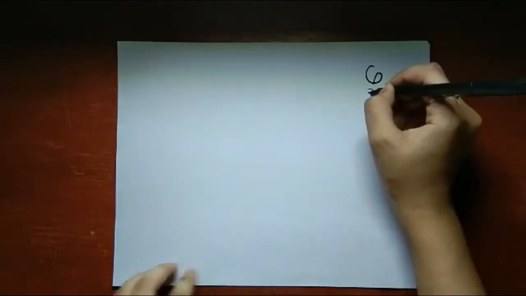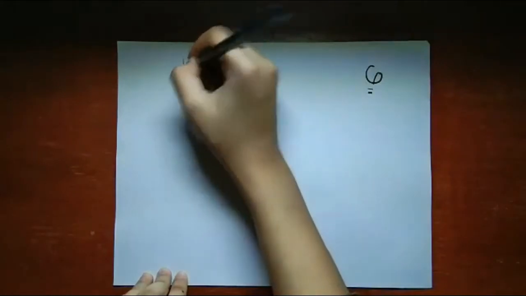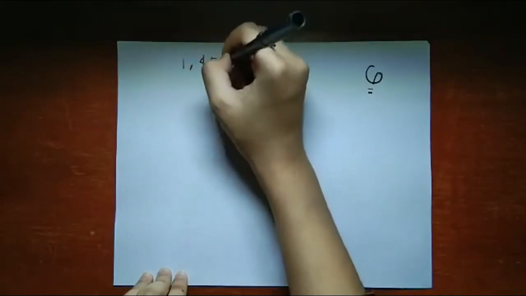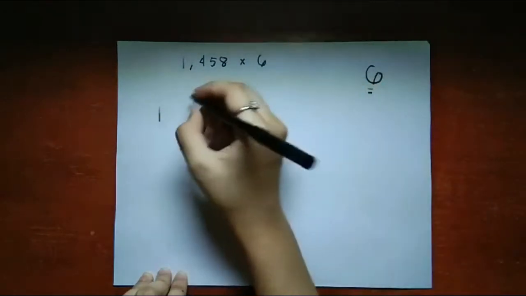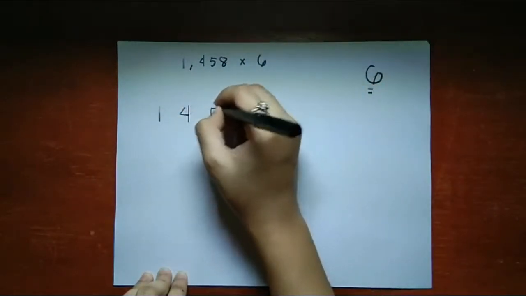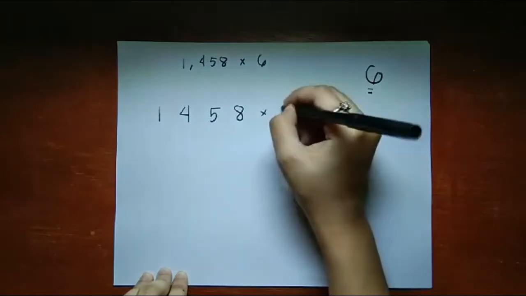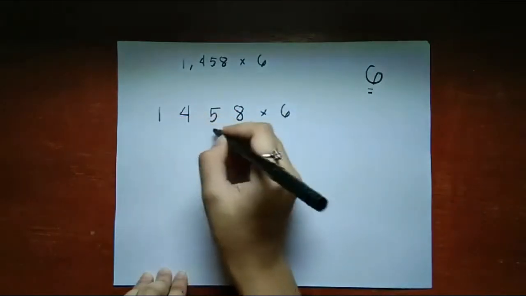Hi, today I'll show you a quick and easy method in multiplying a multiplicand with odd numbers by the multiplier 6. For example, we have this number, 1458 times 6. That's 1, 4, 5, and 8, 4 digits. We have two odd numbers here, the numbers 1 and 5.